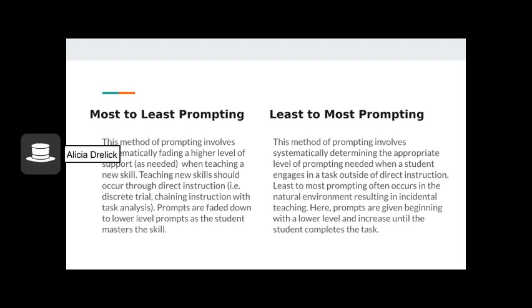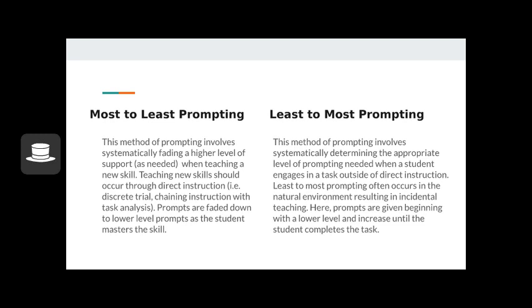Prompt hierarchies are broken into two different domains. There is the most to least level and the least to most level of prompting. In the most to least approach, prompts are given at the highest level first and then faded as students begin to master a skill. Most to least prompting is most appropriate when you are doing direct instruction, so things such as using discrete trial training, training instruction, and implementing a task analysis instructional approach.